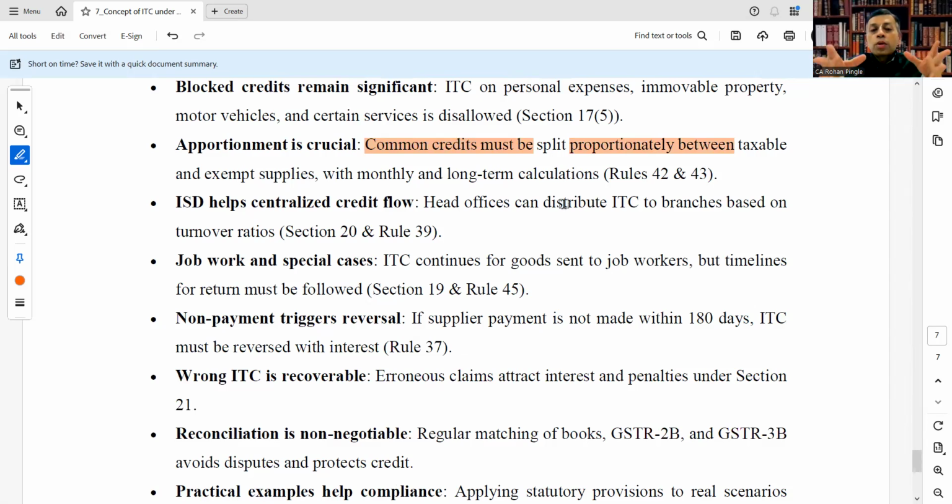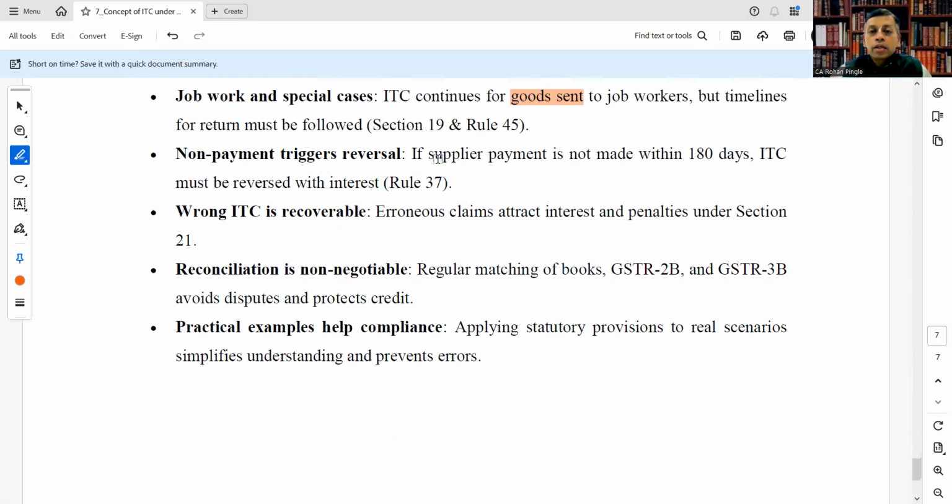Then job work and special cases. ITC continues for goods sent to job workers, but timelines for return must be followed. That is 180 days under Section 19 and Rule 45. Non-payment triggers reversal. If the supplier payment is not made within 180 days, ITC must be reversed with interest, as referred to in Rule 37. Wrong ITC is recoverable. Erroneous claims attract interest and penalties under Section 21. That is, wrong ITC is recoverable with interest.